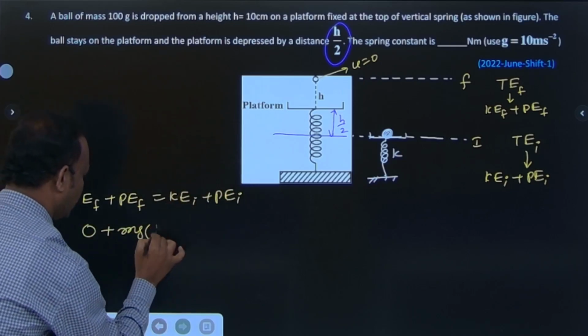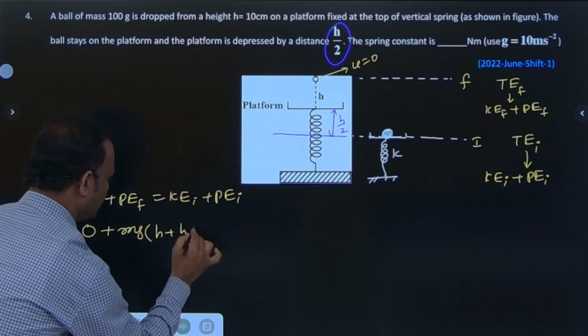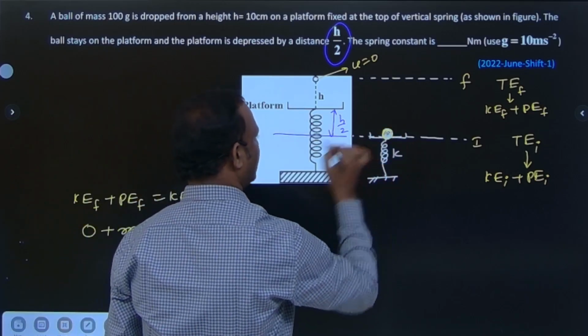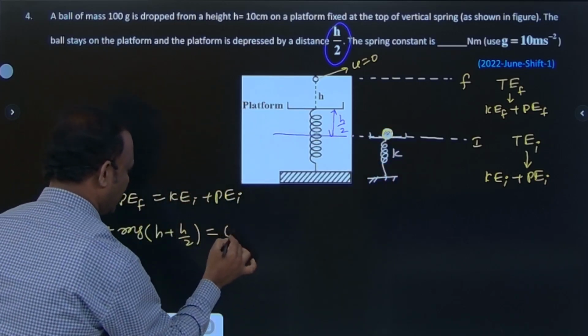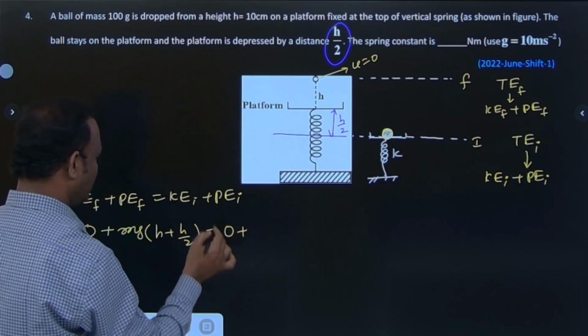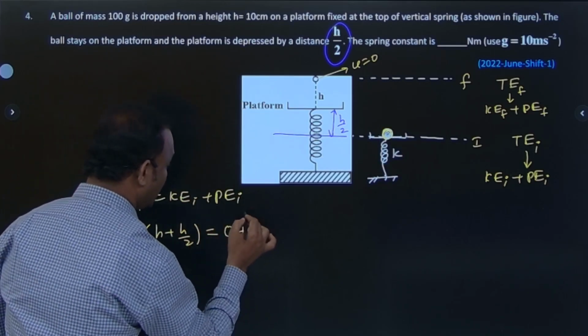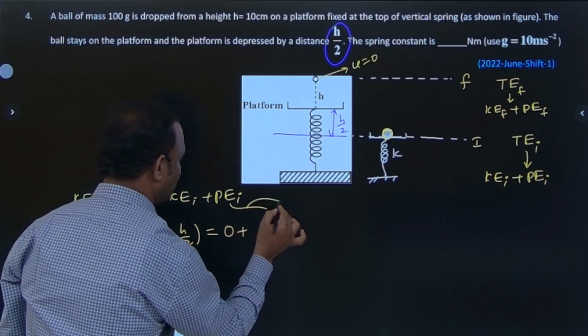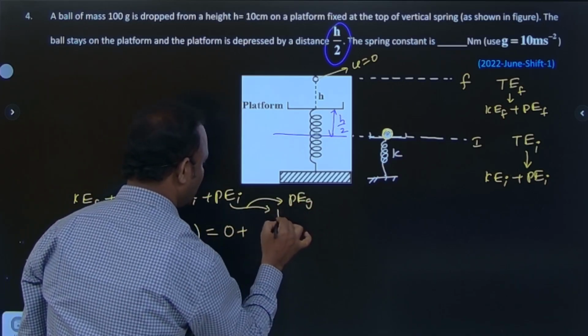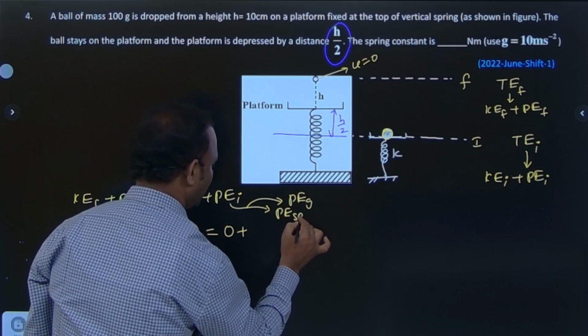h plus h by 2, is equal to, when it came and remained in the equilibrium position, what is the kinetic energy? 0. Then what is the potential energy? We can say there are two cases: one is potential energy due to gravity, and the other is potential energy due to the spring.